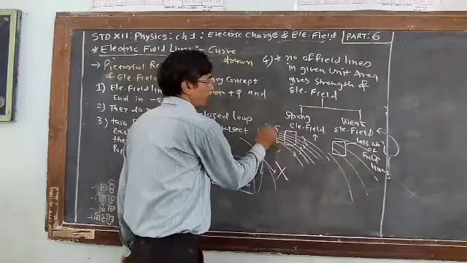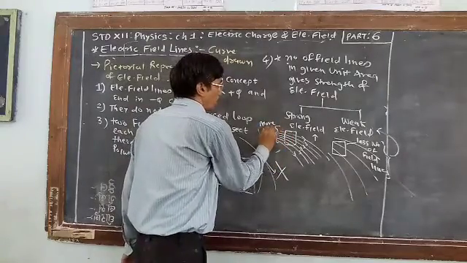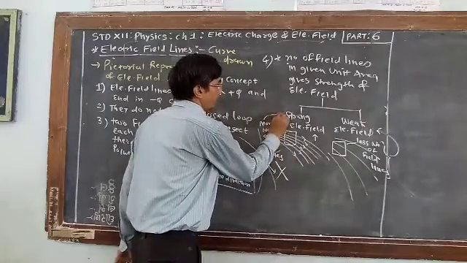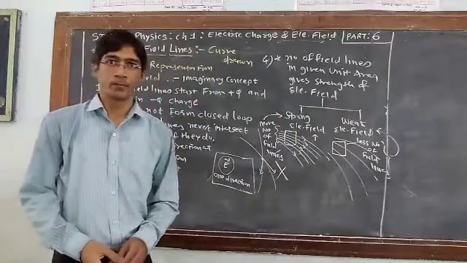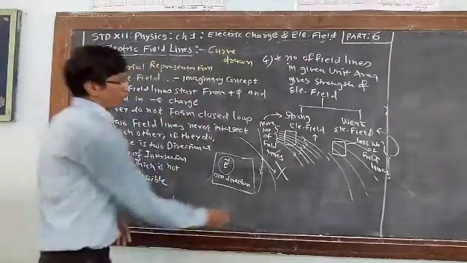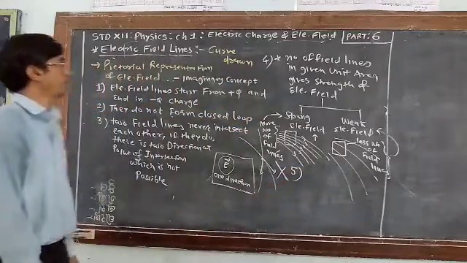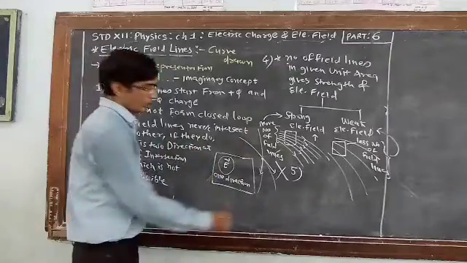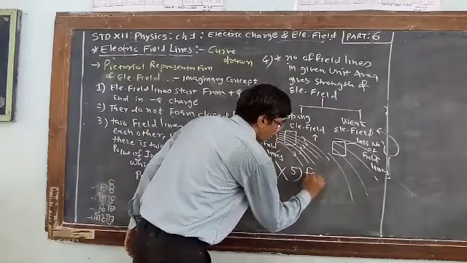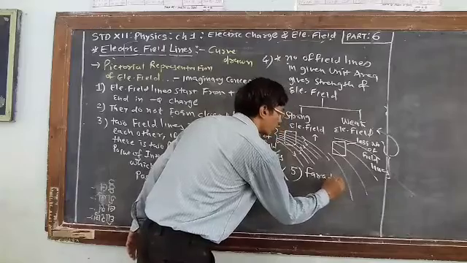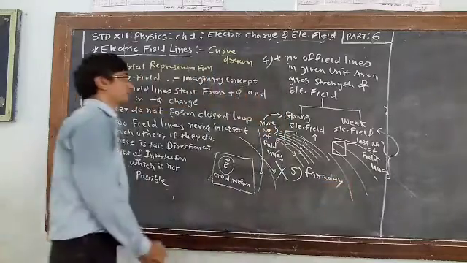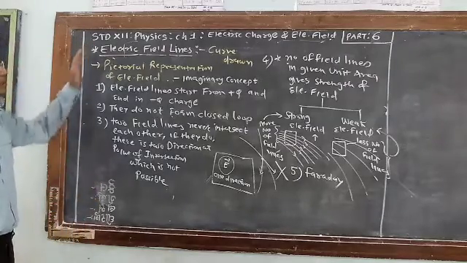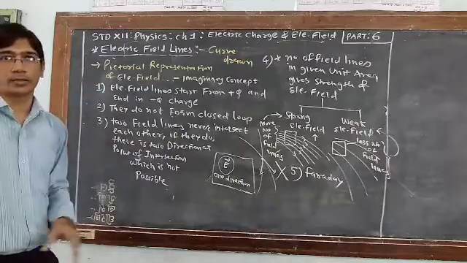And where the number of field lines is more, it indicates a strong electric field. Fifth point: the electric field lines and the electric field concept is given by the scientist Faraday. So these are the characteristics of the electric field lines.